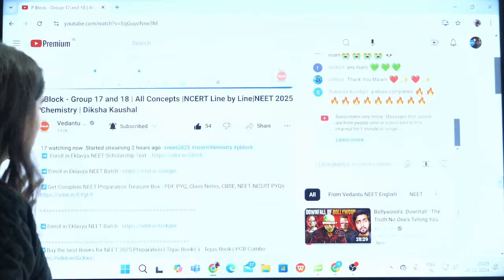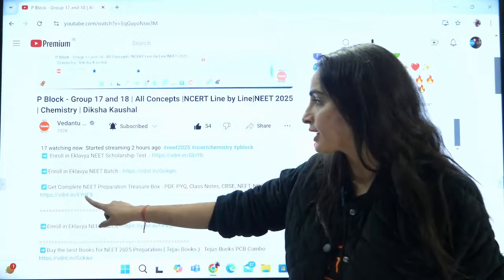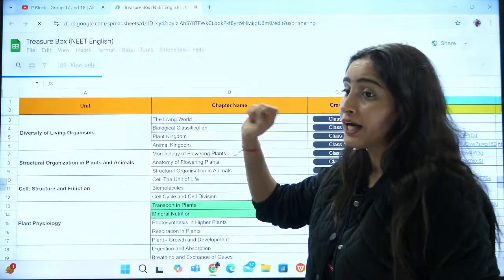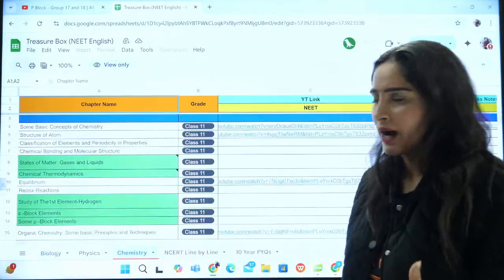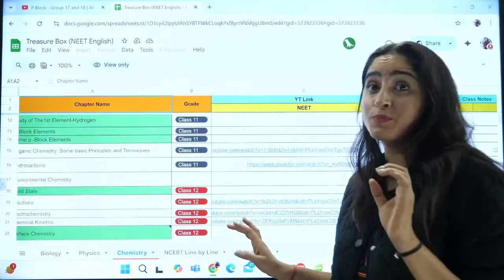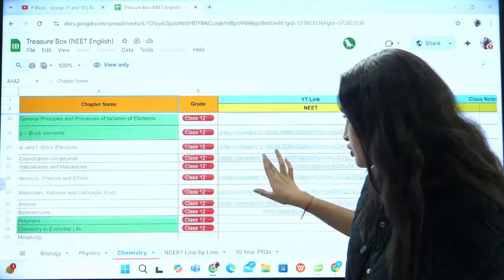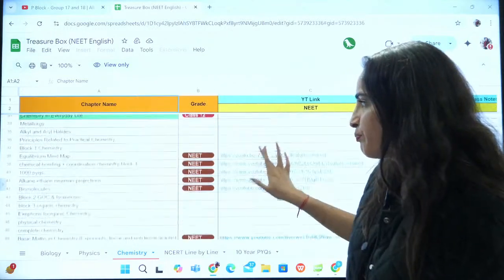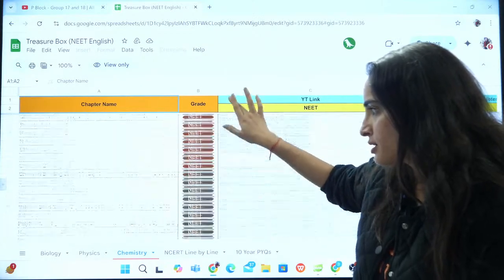Now, as you can see from this side, this is Get Complete NEET Preparation Treasure Box. You just need to click here and you will get to this portal where you will have chemistry, physics, bio, all the sections. But I'm specifying the chemistry section here. So in the chemistry section, let me show you. If you want to do P block, let me see the P block questions.